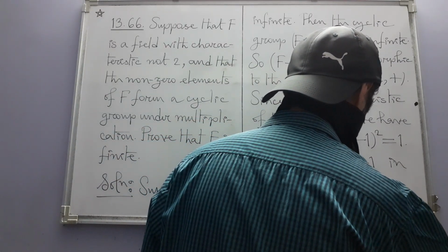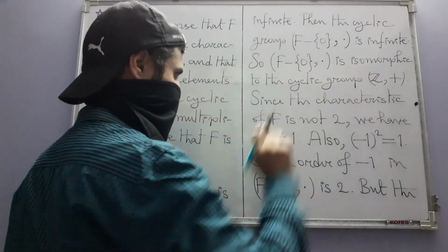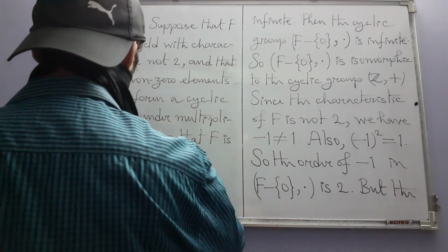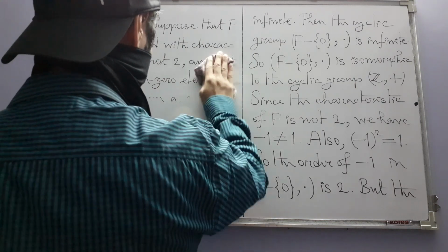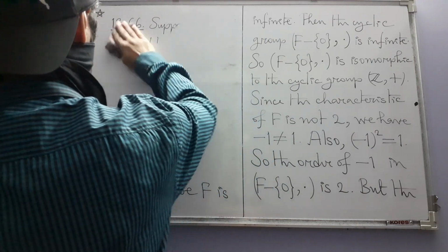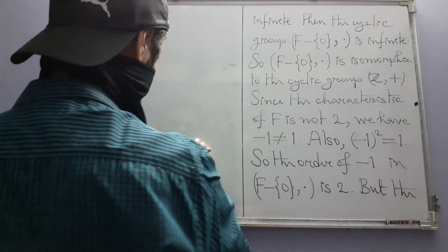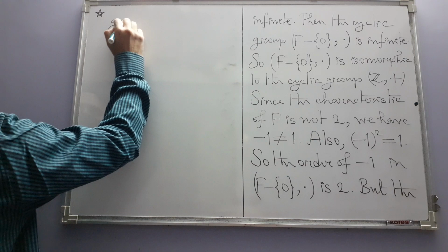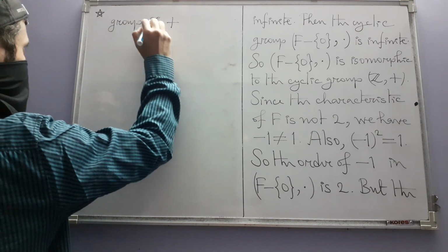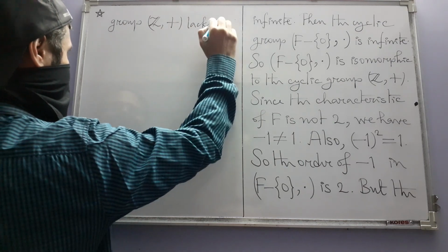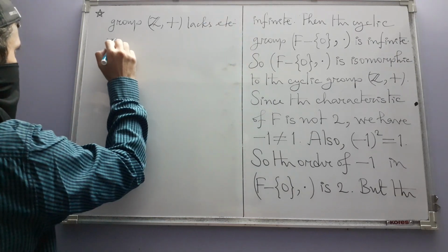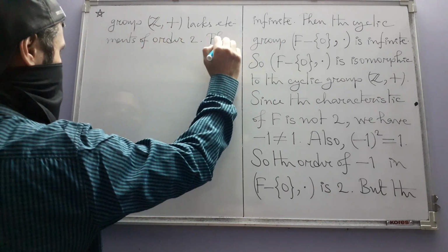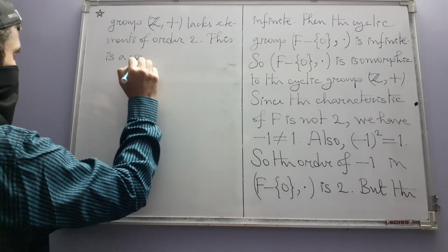But this group, on the other hand, does not have any element of order 2. So that is a contradiction, because isomorphic groups are essentially group theoretically exactly the same thing, but the group Z plus lacks elements of order 2. This is a contradiction.